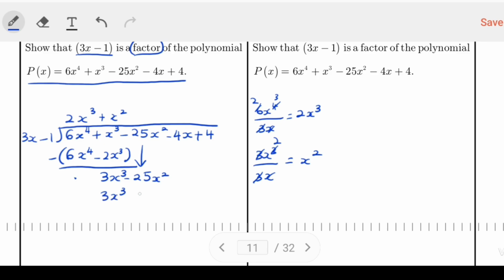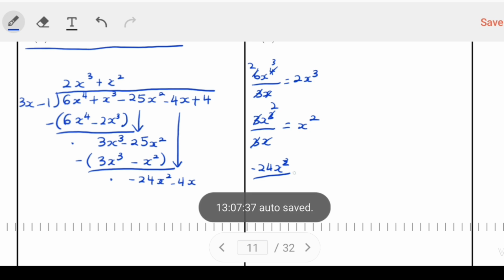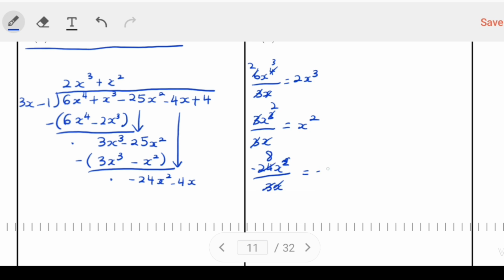X squared multiplied by negative 1, we're going to get negative x squared. So after we multiply, we subtract. 3x cubed minus 3x cubed, we're going to get 0. Negative 25x squared minus x squared, we're going to get negative 24x squared. Bring down negative 4x. So what do we multiply by 3x to get negative 24x squared? We have to divide negative 24x squared by 3x. So we're going to get negative 8x.